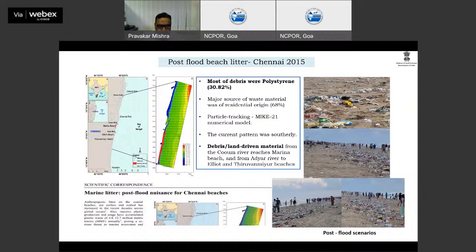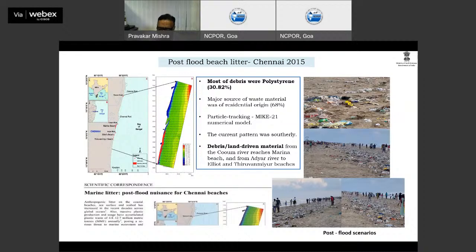So this is what we had published with a particle tracking numerical model in Current Science. And this is a regular phenomenon after a flood situation here in Chennai. I am sure that in most parts of the country, wherever a river is crisscrossing or flowing inside a city, definitely this is going to happen, and this is happening.